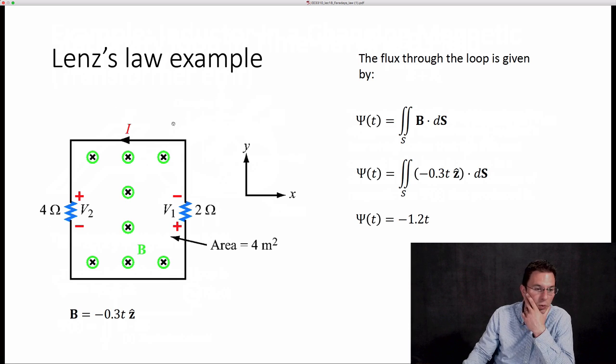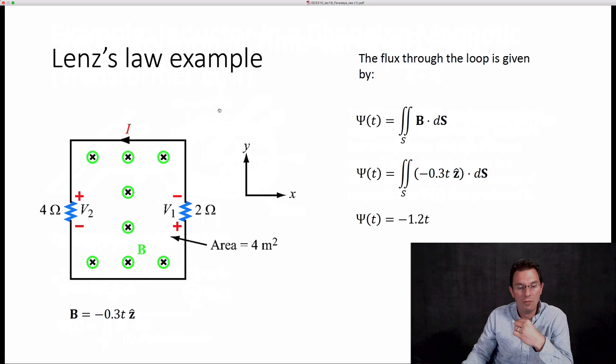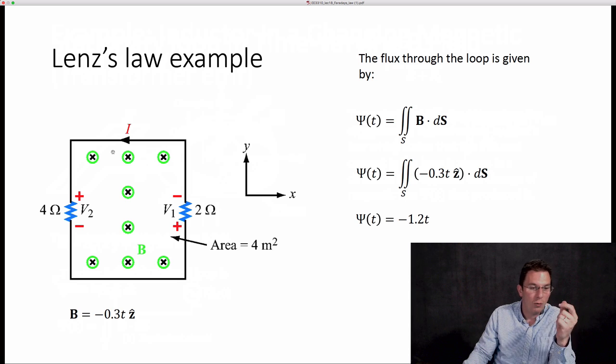Now the question is, what is V1 and V2? For that we need Faraday's law. Proceeding as before, we need to figure out what's the flux of B throughout this loop?